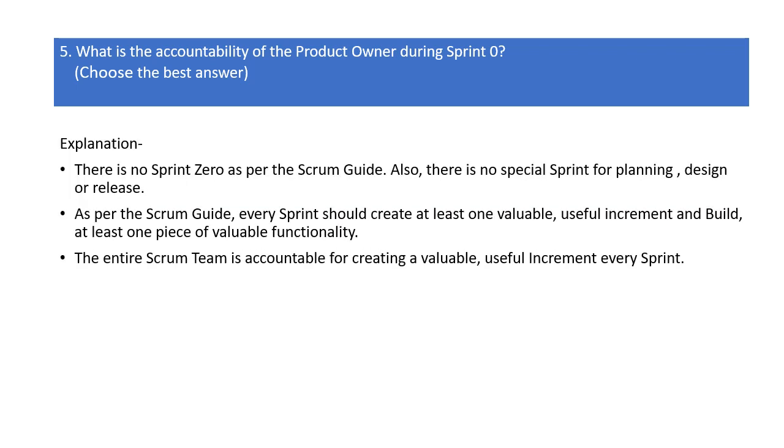There is no Sprint 0 as per the Scrum Guide. Also, there is no special sprint for planning, design or release. As per the Scrum Guide, every sprint should create at least one valuable, useful increment and build at least one piece of valuable functionality. The entire Scrum team is accountable for creating a valuable, useful increment every sprint.